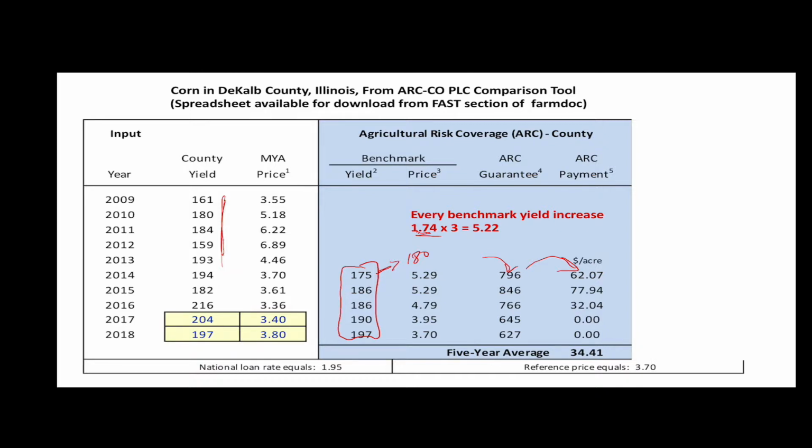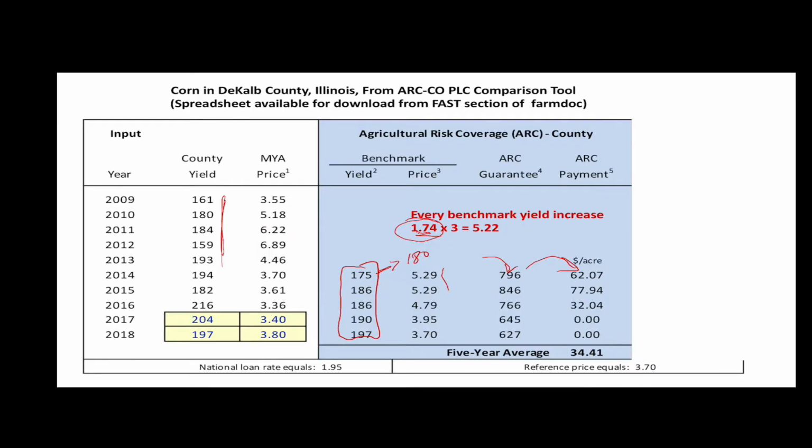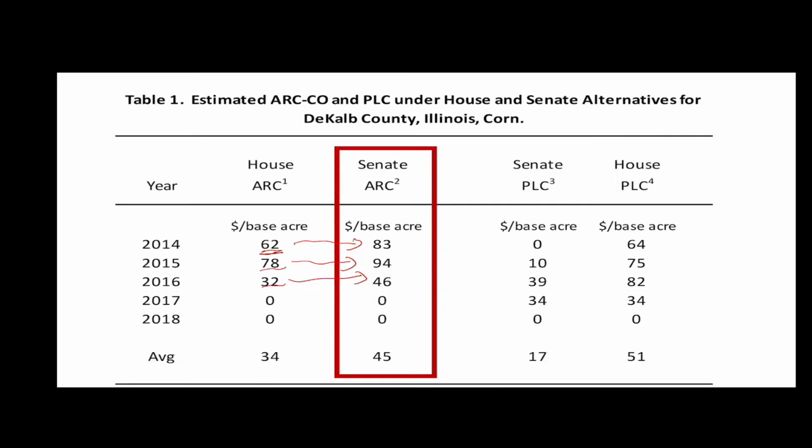The way this would have worked if FSA would use the RMA trend yields, here's what those payments would look like. For DeKalb County in Illinois, our $62 payment in 2014 would go to $83. $78 would go to $94, $32 would go to $46. However, 2017 and 2018 would not make payments, largely because benchmark prices are coming down. So these benchmark prices are coming down, and those benchmark prices aren't going to counter that 5 bushel increase in benchmark yield. So that's the comparison between the House and the Senate version's ARC.